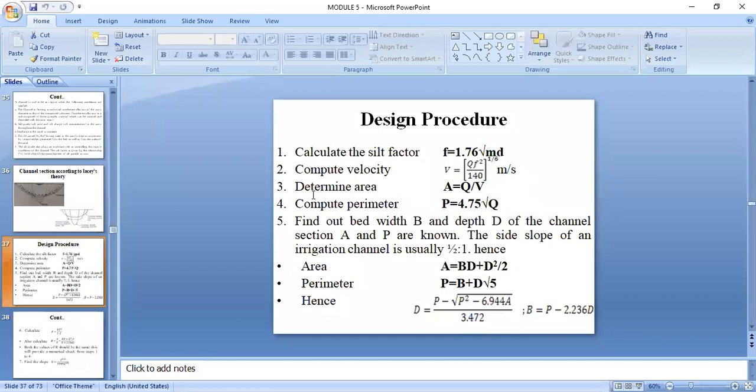Next, we have to calculate the area, by using the continuity equation, A is equal to Q divided by V. Thereby we will get the area of cross section. Next, we have to compute the perimeter. The perimeter is calculated by using the equation P is equal to 4.75 times root Q, where Q is the discharge. And next, once area and perimeter are found, then the bed width and depth of the channel section are known from A and P. The side slope of the irrigation channel is usually 1/2 to 1.